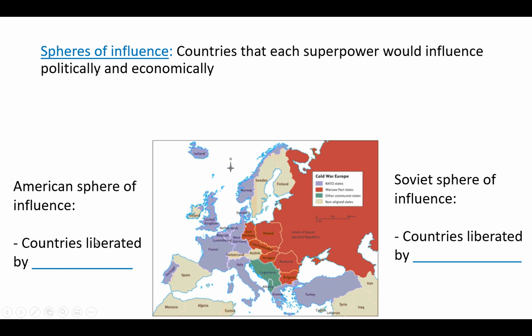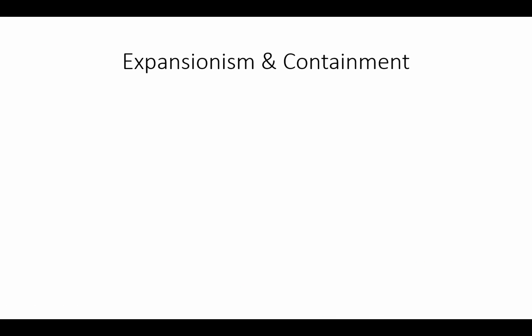Okay, so we have the American sphere of influence. These are the countries that were liberated by the Western allies. And then the Soviet sphere of influence, these are countries that were liberated by the Soviet Union during World War II. So that takes us to concepts of expansionism and containment.